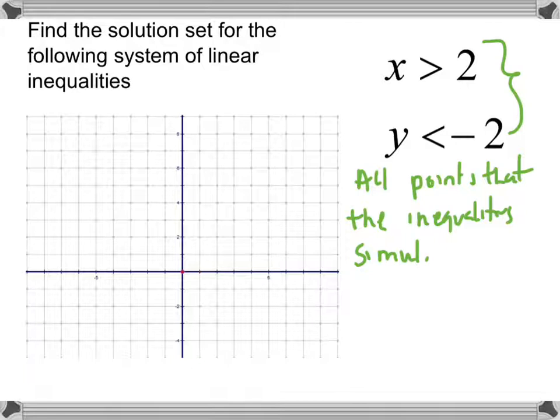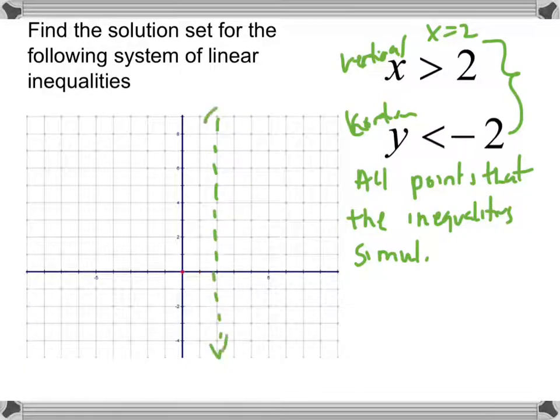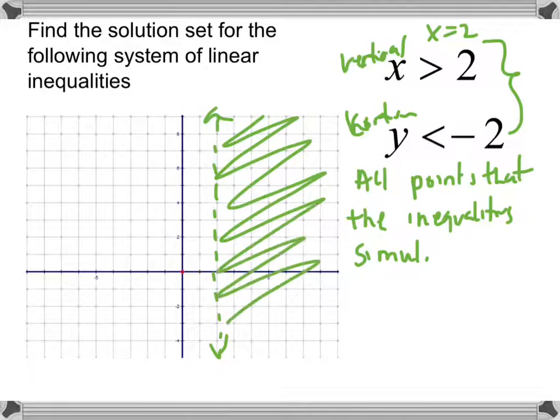Okay, so let's see. X is greater than 2, so that's going to be a vertical line. The boundary for this is x is equal to 2, and remember it's a dashed line. And greater than 2 means it's shaded on this side.